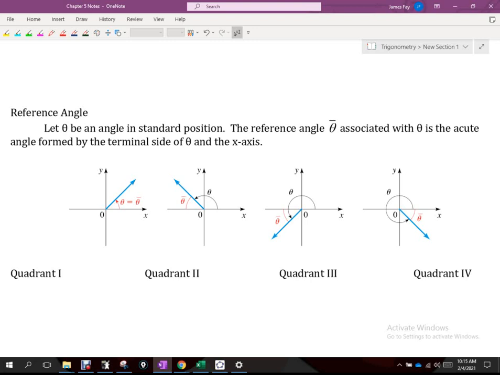The way that we deal with a reference angle, we first let theta, the angle of interest, be an angle in standard position. That means our starting, initial ray has to be the positive x-axis, and then our terminating ray is going to move counterclockwise and terminate somewhere else in the coordinate plane. Okay? So the reference angle, which we are going to denote with the theta and a bar over the top of it, that's referred to as theta bar. Okay, theta bar. So the reference angle theta bar associated with theta is the acute angle formed by the terminal side of theta and the x-axis.